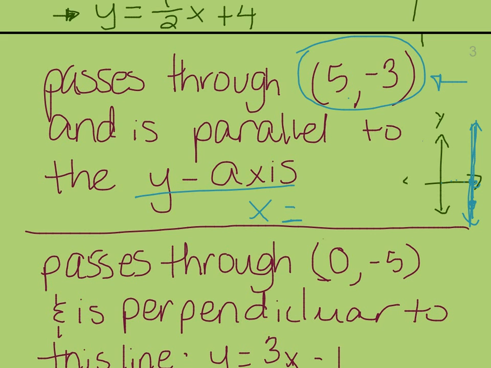And so if this is 5, then this is 5. So this is x equals 5. That's the equation of this line. So if it's parallel to the x-axis, then it would be a horizontal line, and it would be y equals whatever the point is right here. Okay? So if I had rearranged this and said it passes through the point 5, negative 3, and is parallel to the x-axis, then it would then be y equals negative 3. Okay? I think you have a couple of those.